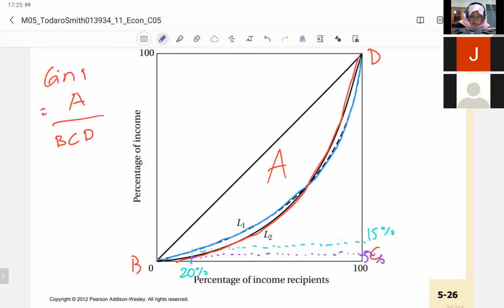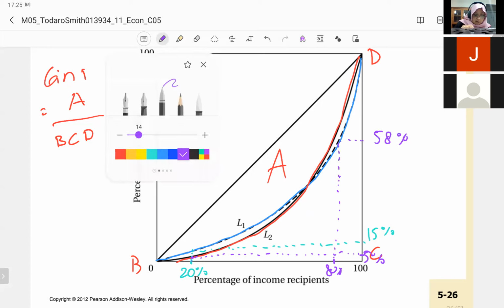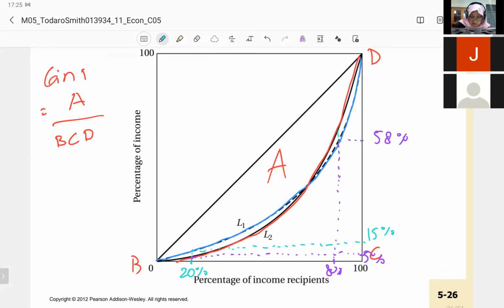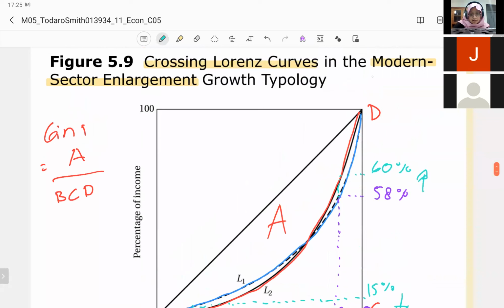Meanwhile, in the case of the richest 20%, for example, they used to get only here. Let's say this is, I don't know, maybe 58%, and now because the Lorenz curve shifted, they have even more. I don't know, maybe this is 60% here. So they go up. Meanwhile, the poor, they go down. So this is less equal than before. So this is what's going to happen with the modern sector enlargement.